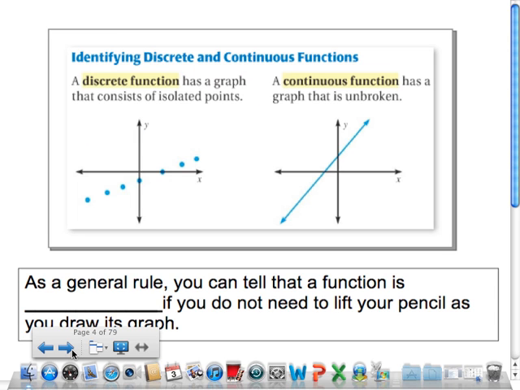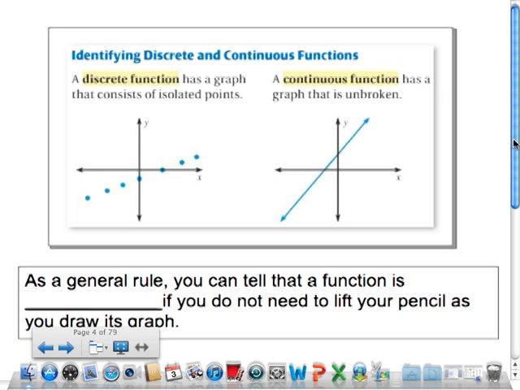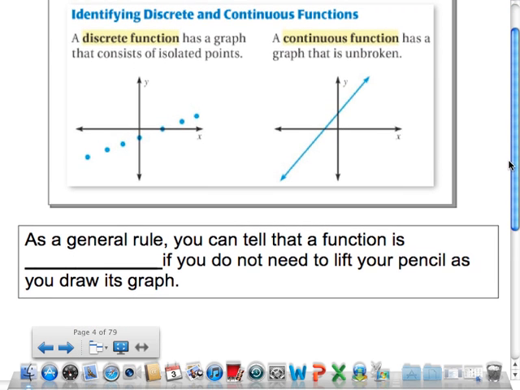So when we're talking about functions and graphing points, a discrete function has a graph that consists of isolated points, as shown in the diagram here. And a continuous function has a graph that is unbroken. Okay, it has to do with your domain. Okay, if your domain is restricted, it might be discrete. If your domain is unrestricted, it's probably going to be continuous. As a general rule here, you can tell that a function is continuous.